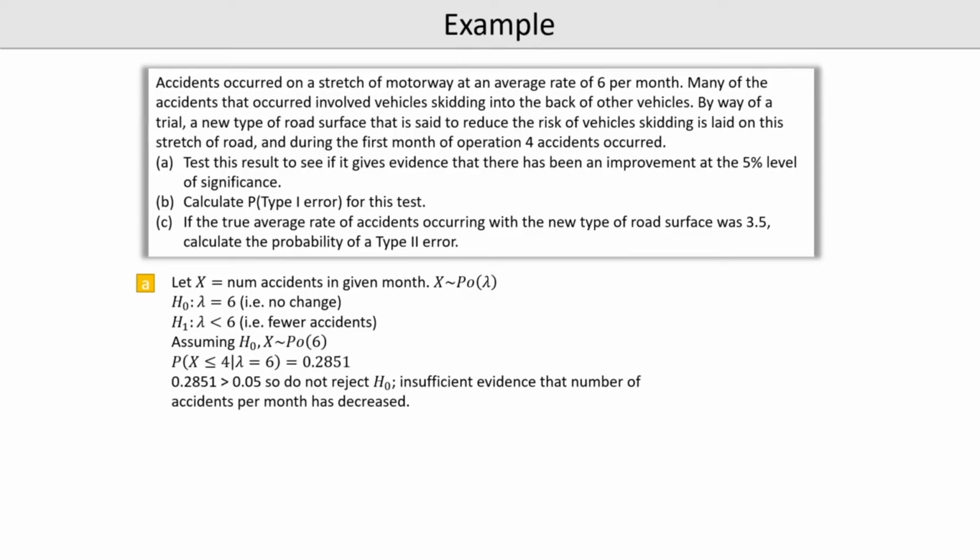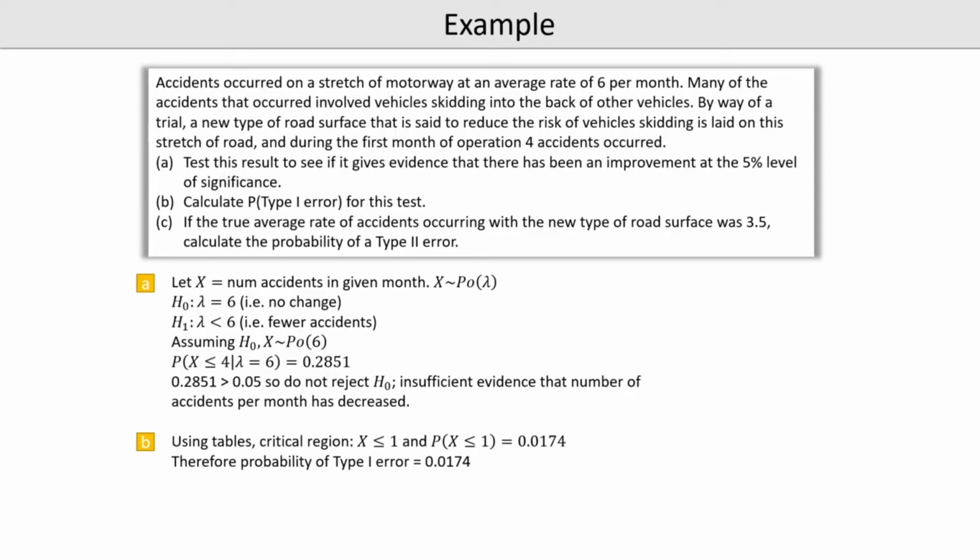We're then asked to calculate a type 1 error for this test. Calculating a type 1 error is exactly the same as finding the actual significance level of the test. To find the actual significance level, we need the critical region. So we're going to use our calculators or the tables to find the value where less than or equal to that value gives us a probability smaller than 5%, smaller than our significance level. So a bit of trial and improvement, and we get our critical region.